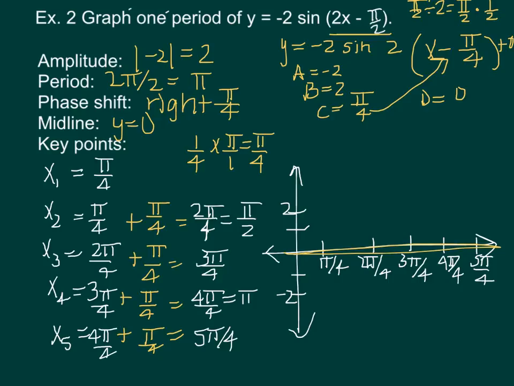Now, when your A is negative, you're going to have a vertical reflection. So you're going to go now 0, min, 0, max, 0. There was a shift. You have to be careful. So you got to start it at pi over 4. Here we go. 0, min, 0, max, 0. So you can see it reflected.